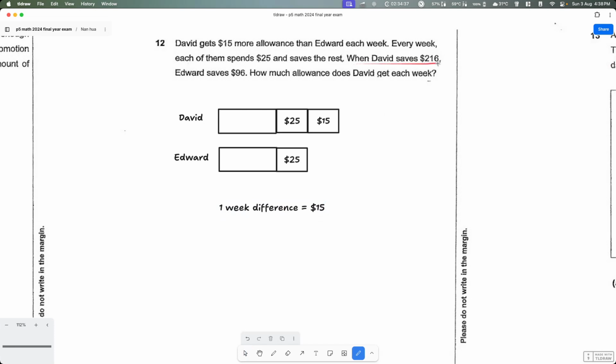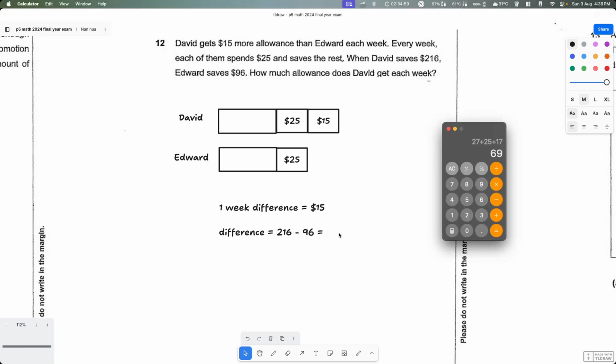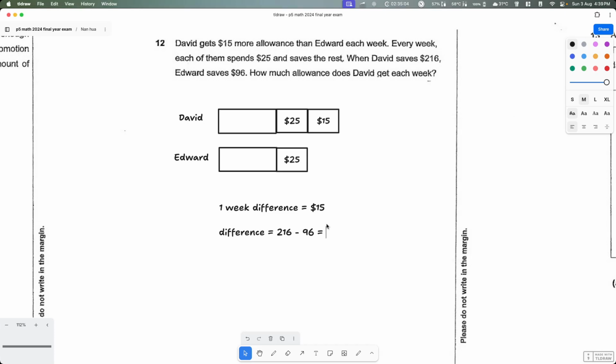Next one is when David saves $216, Edward saves $96. So this is a very good clue on the difference between them, which is 216 minus 96. Let me use the calculator. 216 minus 96 is $120. So when they save this amount, they have a difference of $120.